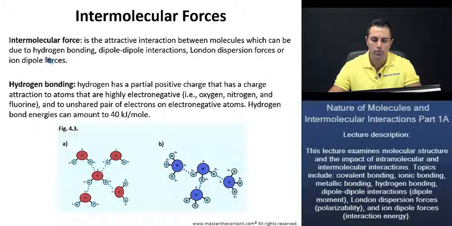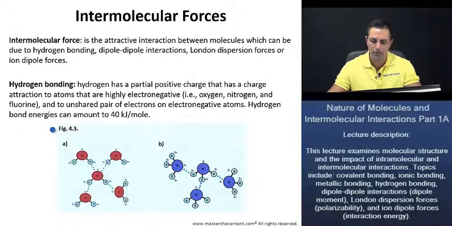And let's begin here with hydrogen bonding and take a look at what hydrogen bonding is. We'll begin here once again with a definition. Hydrogen bonding. Hydrogen has a partial positive charge that has a charge attraction to atoms that are highly electronegative, that is oxygen, nitrogen, and fluorine, and to unshared pairs of electrons on electronegative atoms. Hydrogen bond energies can amount to 40 kilojoules per mole.